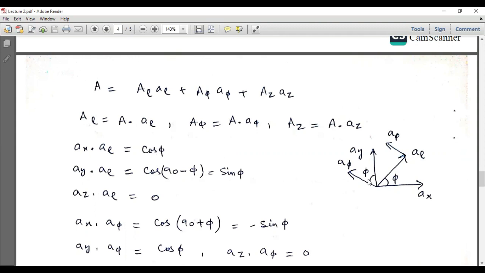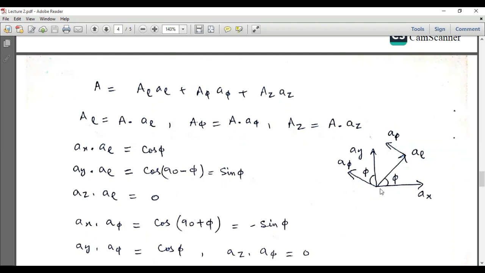So ax dot a rho can be calculated by drawing these two unit vectors. This is ax, this is a rho. The angle between them is phi, and their dot product will be equal to cos phi. Similarly, ay dot a rho. So this is ay, this is a rho. So it will be equal to cosine 90 minus phi. So cos 90 minus phi is equal to sine phi. Okay, so this angle will be used, and this angle is equal to 90 minus phi.